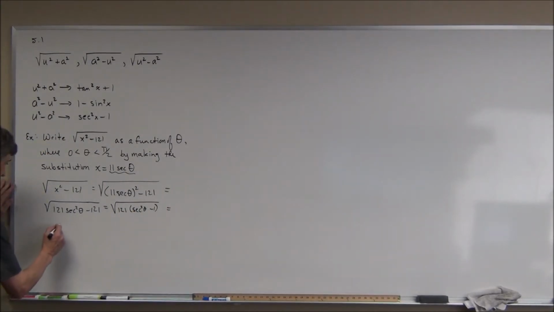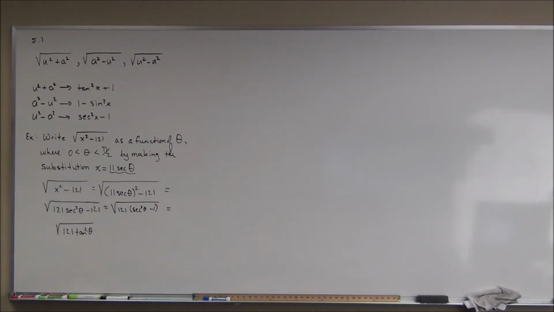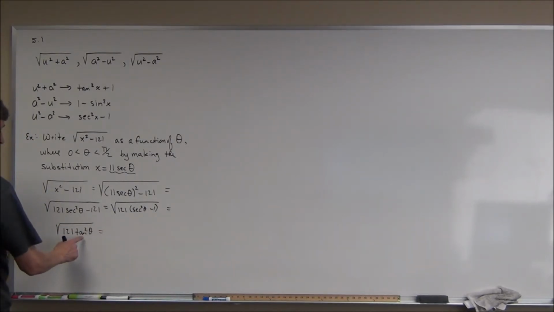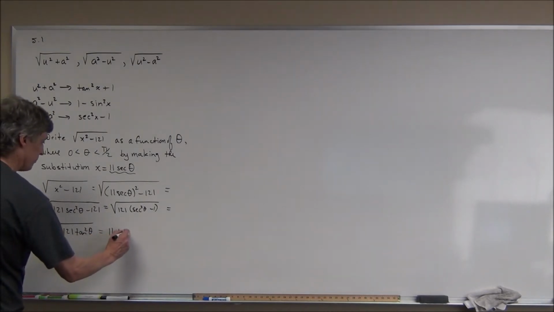So I'm going to make another substitution here. I'm going to write in for secant squared theta minus 1, tangent squared theta. Now because theta is a first quadrant angle, the tangent of theta is going to be a positive number. So I'm going to be able to rewrite this without absolute value bars as the square root of 121 times the square root of tangent squared theta. That would be 11 tangent theta.